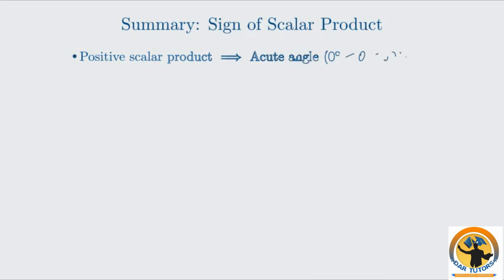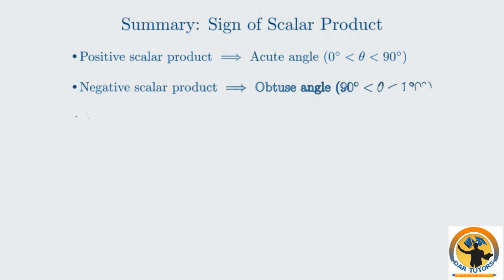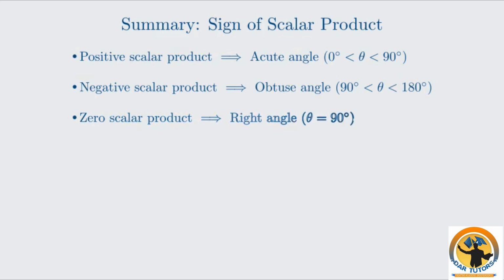This problem shows how the sign of the scalar product tells us about the angle between the vectors. A positive scalar product means an acute angle, a negative scalar product means an obtuse angle, and a zero scalar product means a right angle.